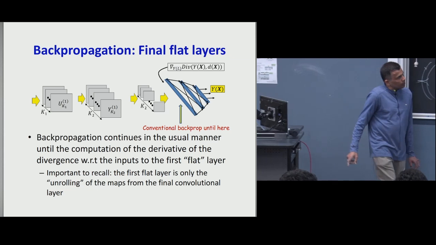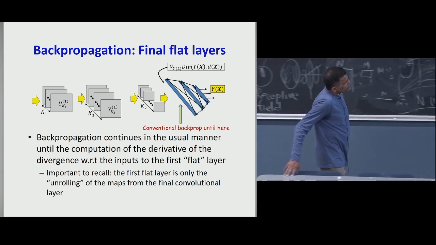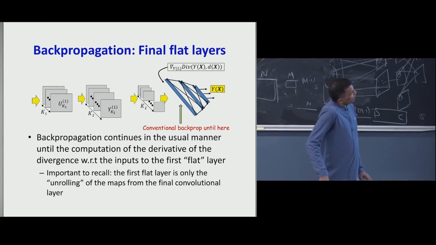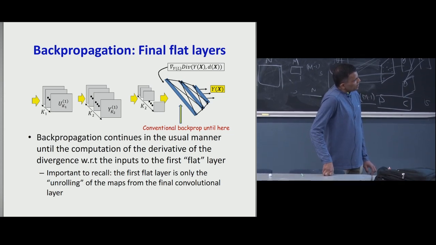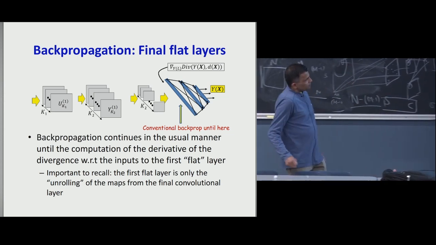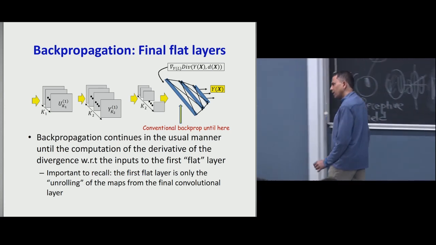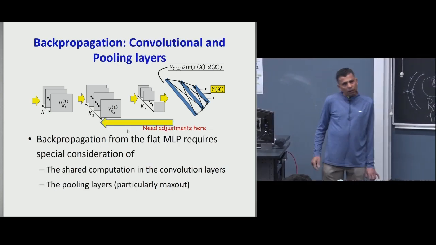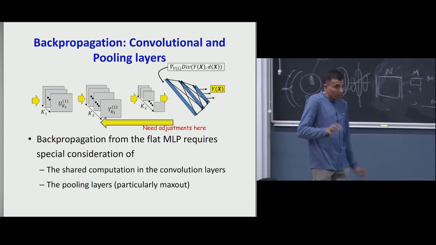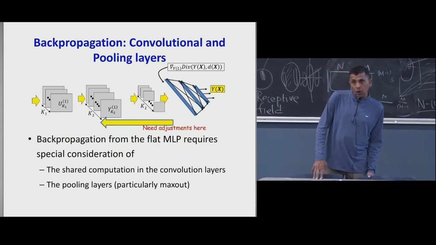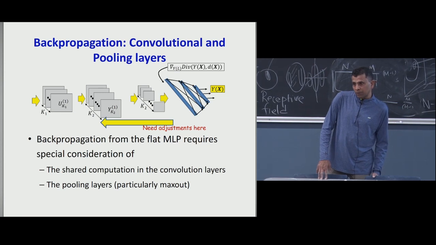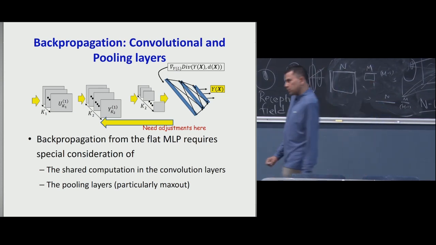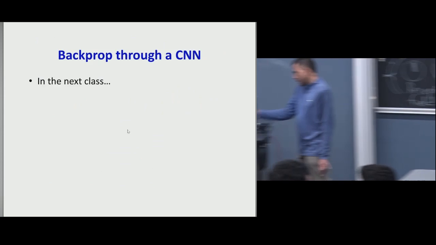So you can just use backpropagation continuously through the MLP in the usual manner until you get to the first flat layer, which is just the unrolling of the final convolution layer, and then it's going to travel backwards from there. Here we will need some adjustments to account for the fact that these are shared parameter networks. And we'll see how we actually adjust this in the next class.